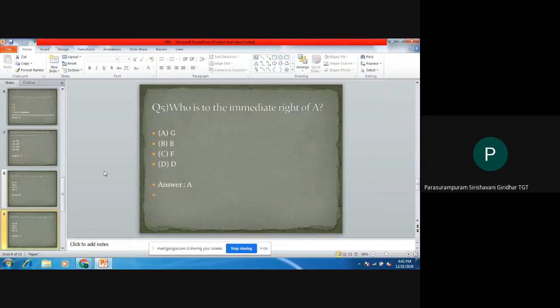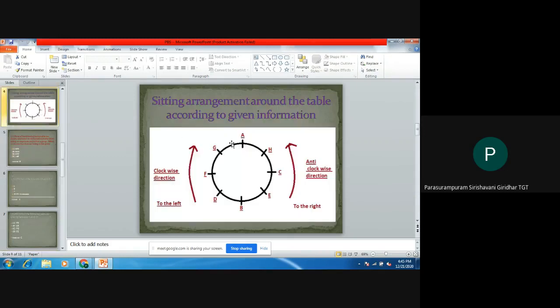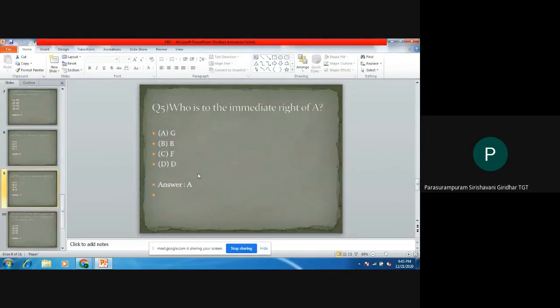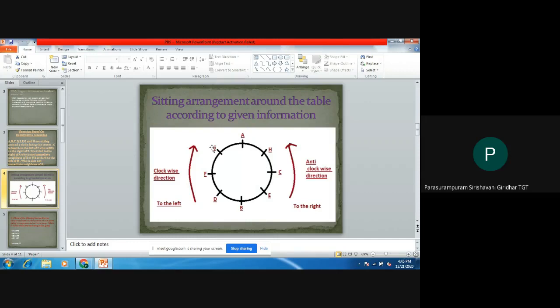Now coming to the last question, who is to the immediate right of A? Immediate right of A means, in the figure, please look at. To the A, immediate right, face towards the center. Always this point we need to remember. So immediate right means we will be getting the answer, that is G will come immediate right to the A. So the answers I have written here itself. That is the fifth question. So option A, that is G is immediate right of A. Let me show once again. G is the answer, immediate right.